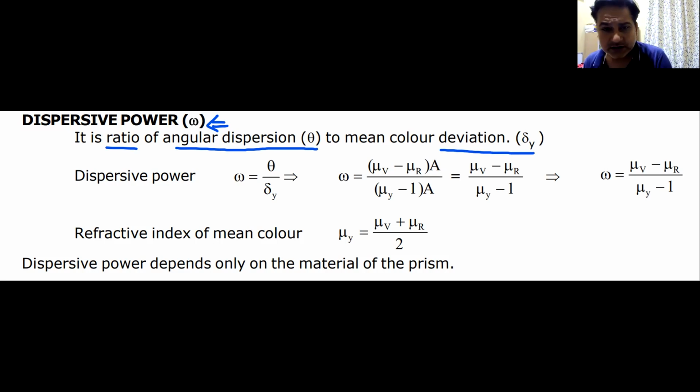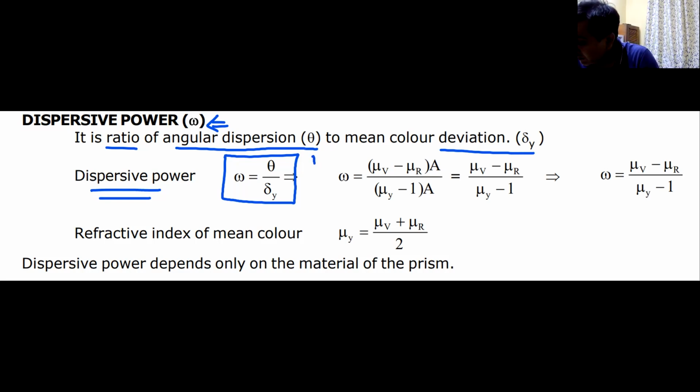If I divide the angular dispersion, theta, by the mean deviation, meaning the deviation of yellow light, whatever I get will be known as omega. So this becomes formula number 1 for omega. Do we understand this? Raise hands will give me more confidence. This becomes formula number 1 for omega.